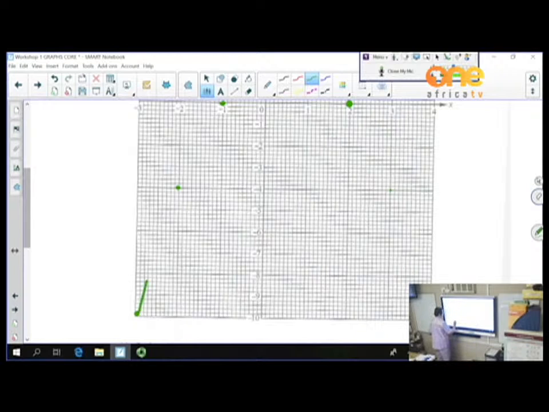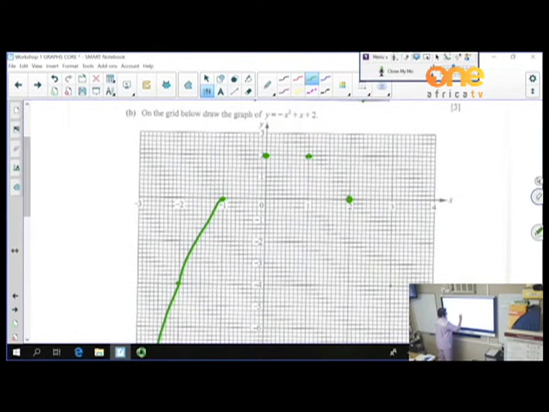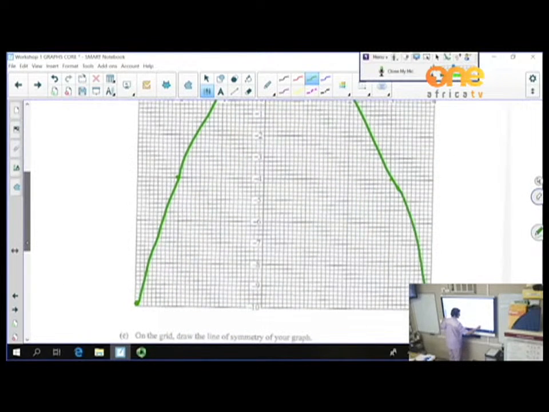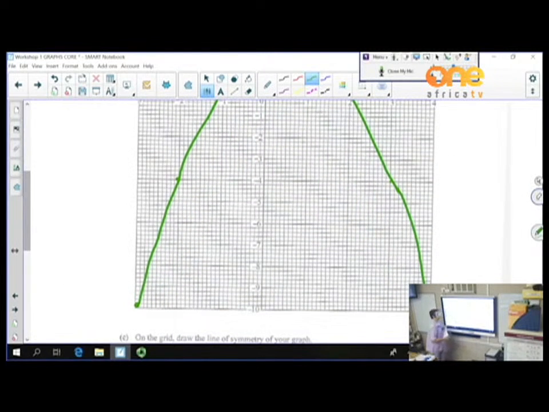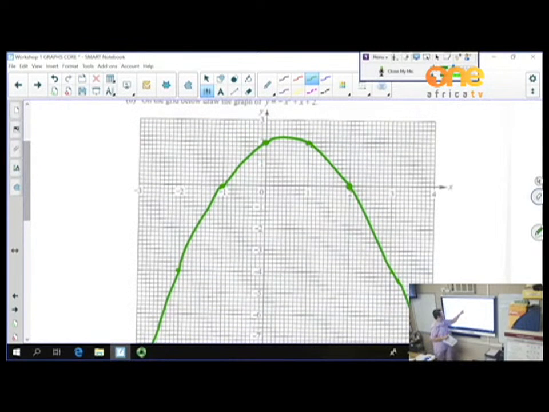Again, I join the points with a free hand, making sure that they go through the points. Look at this one. Don't cut its head off. It must go round there. And there's my parabola. Joining it with a smooth curve. No rulers. It must be a smooth curve that we draw. Also, look at this one. It's not a straight line there. You must draw that curve at that point there.